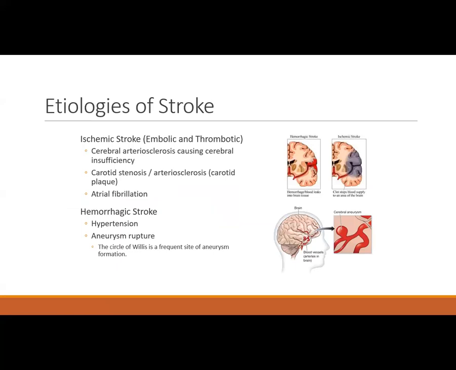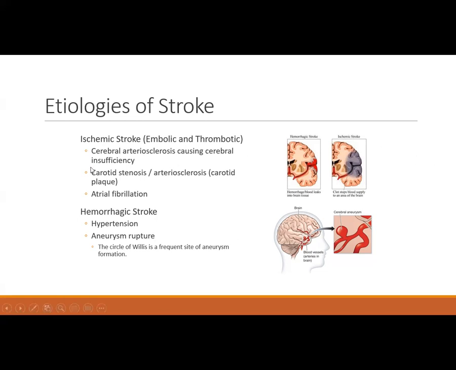So with our etiology, with ischemic stroke for embolytic and thrombolytic, you've got cerebral arteriosclerosis, which causes that cerebral insufficiency. Carotid stenosis and arteriosclerosis, or that carotid plaque, is one of the main ones. And it's important to know what the etiology of the stroke is, because if we know that our patient has carotids that are filled with plaque, then we can go ahead and get them on the way of clearing those out to prevent a future stroke.